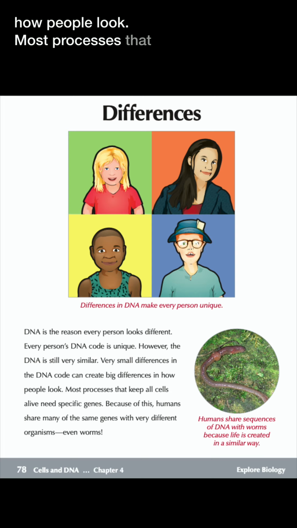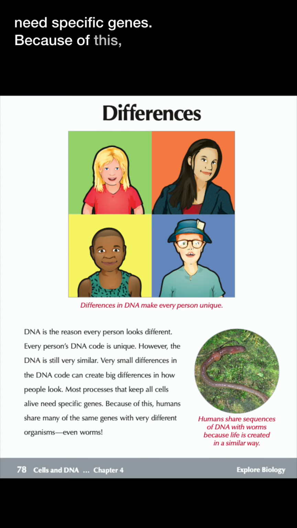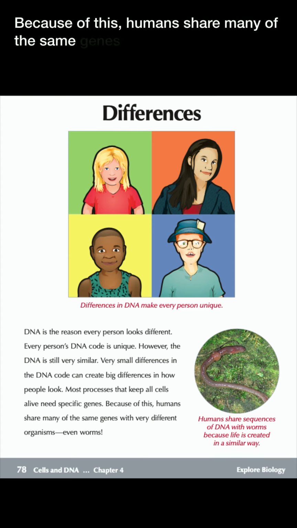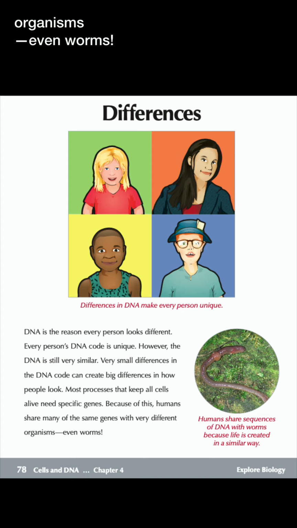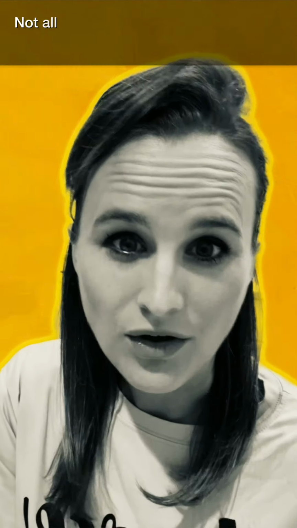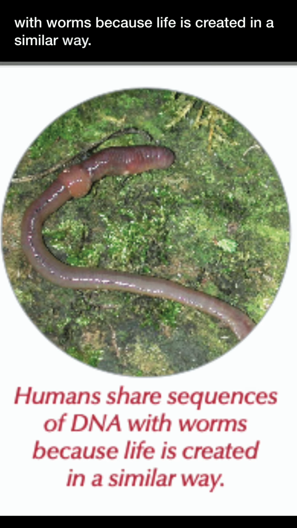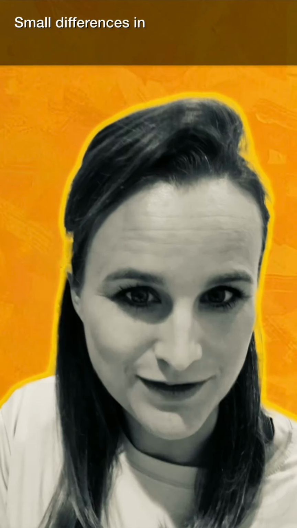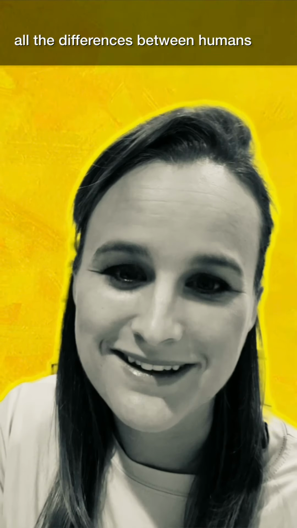Most processes that keep all cells alive need specific genes. Because of this, humans share many of the same genes with very different organisms, even worms. DNA makes everyone different. Not all DNA is part of a gene. Humans share sequences of DNA with worms because life is created in a similar way. Small differences in DNA code lead to all the differences between humans and worms.